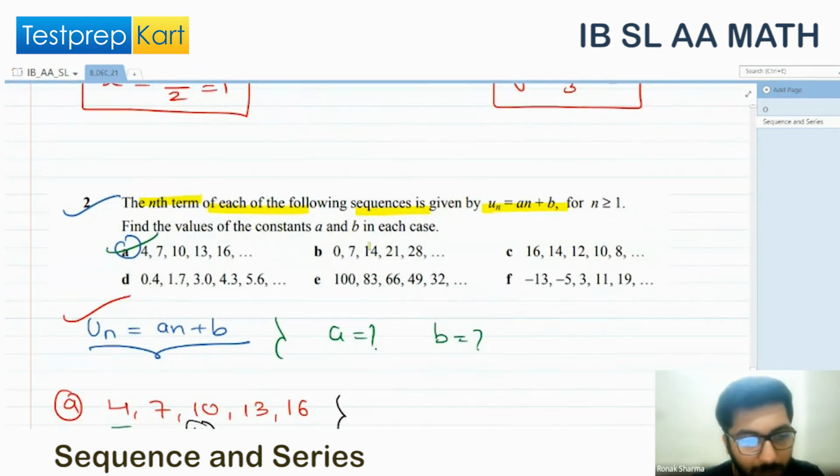So try the B part and C part. I'm giving you 3 minutes. Yes, be ready with the answers.